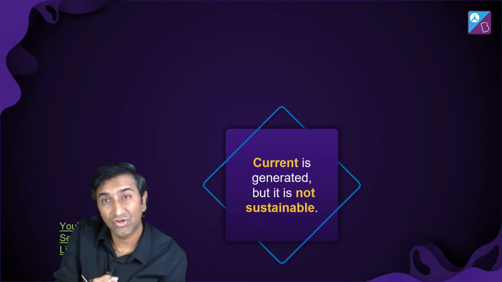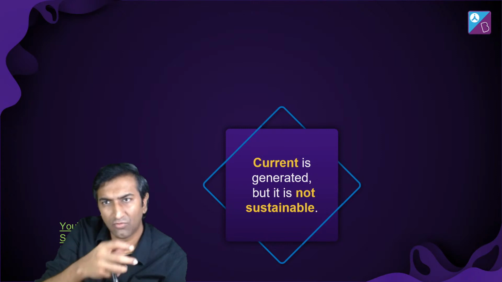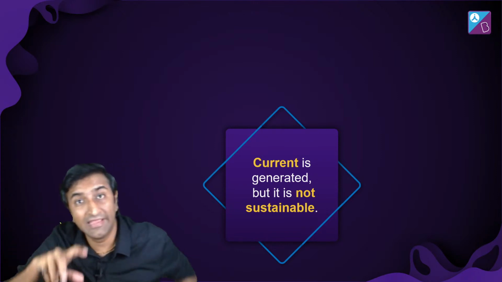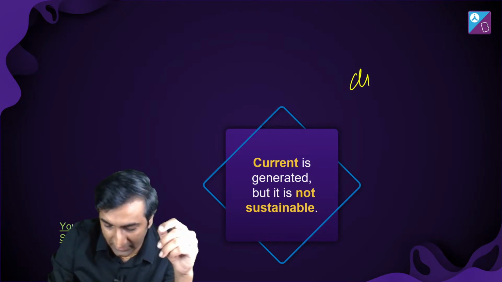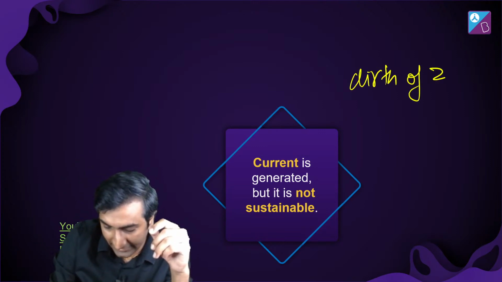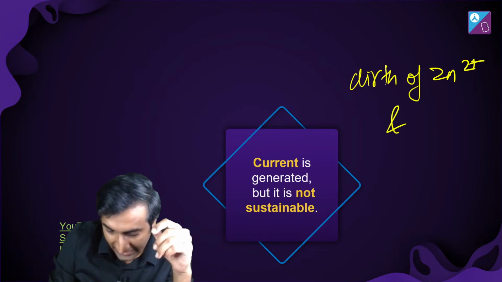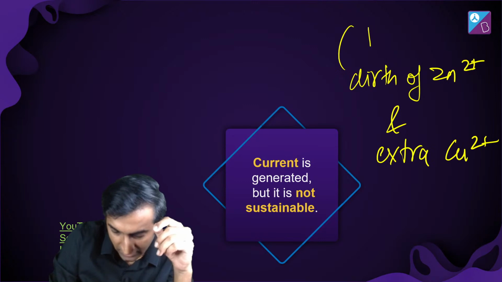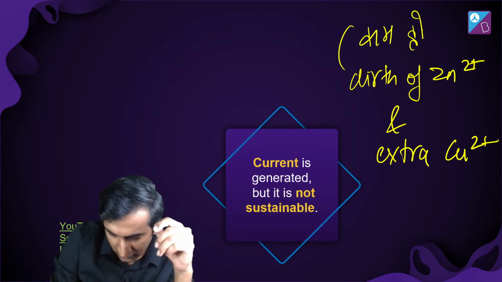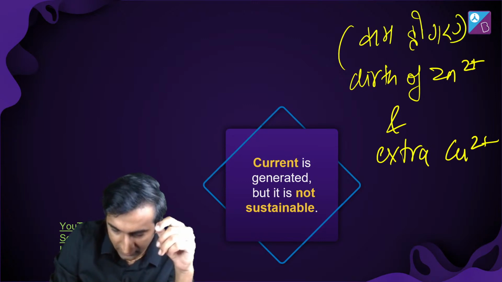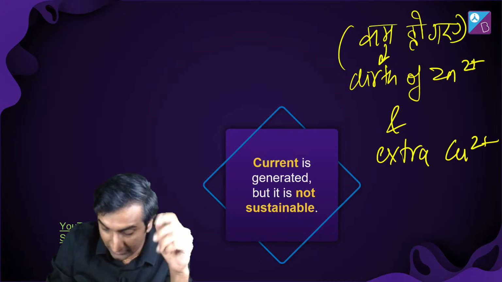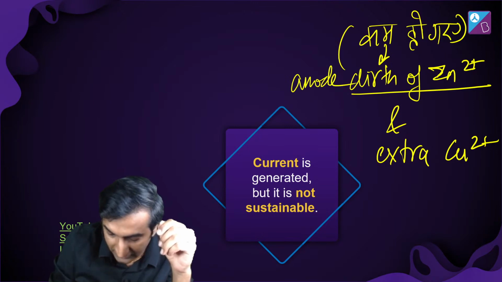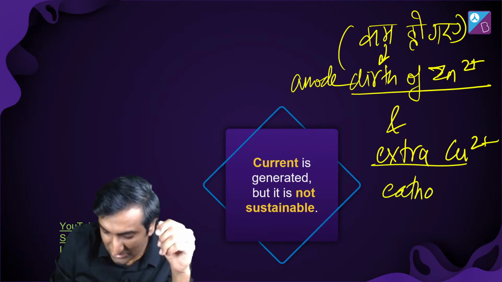देखो, अगर मैं इलेक्ट्रॉन्स ले रहा हूं और जहां पे आयॉन्स आ रहे हैं, so there is an imbalance being created. What kind of imbalance? In the solution, there is a dearth of Zn2+ and extra Cu2+. Dearth मतलब कम हो गया. That's what the word dearth means. Okay, this is in the anode half cell. This is in the cathode. So there's a charge build up.